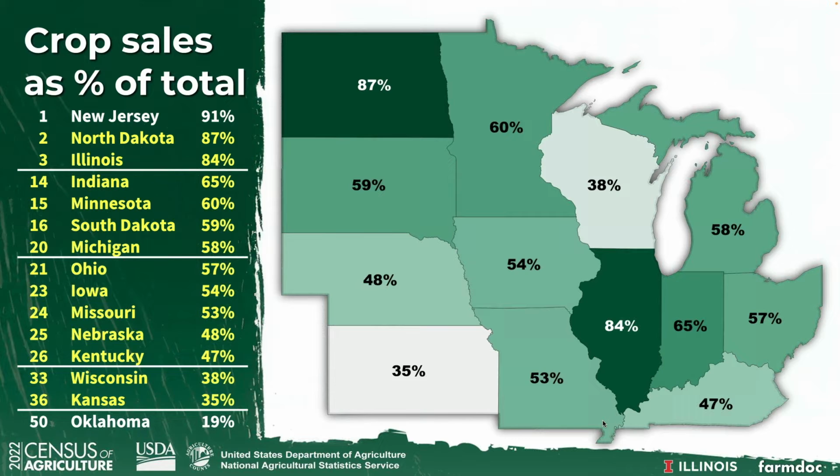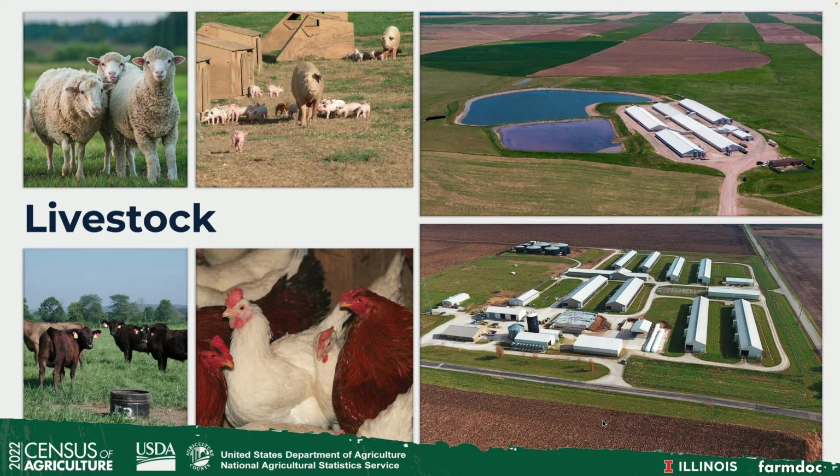Illinois is at 84% crops, and it's been close to that for the last 5 censuses in a row. The U.S. overall is about a 50-50 split between crops and livestock. So that's a quarter of a century, 25 years. For about 25 years, Illinois agriculture has been approximately 80% or higher crop sales, and the U.S. has been about 50.